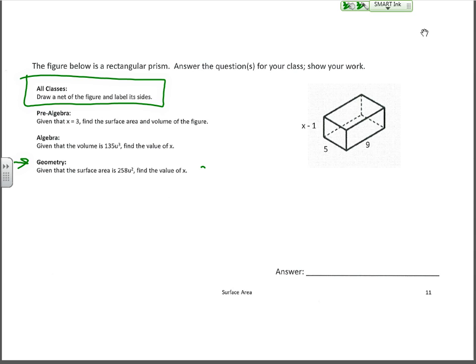So if we know the surface area is 258, that 258 is going to be equal to the area of each face added up. The top and bottom faces, where we're given the 5 and given the 9, we know each of those are 45.